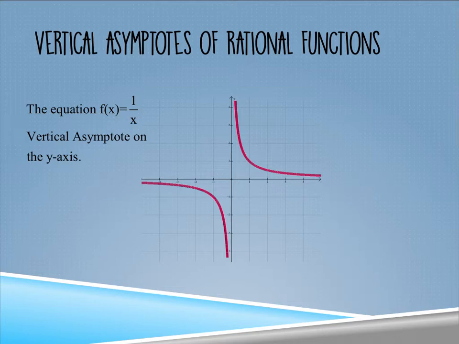Your asymptotes in the parent function: your vertical asymptote is the y-axis. The horizontal asymptote is the x-axis. What that means is your function gets really, really close to it, but doesn't touch it. Did everybody see that? Yes? Okay.